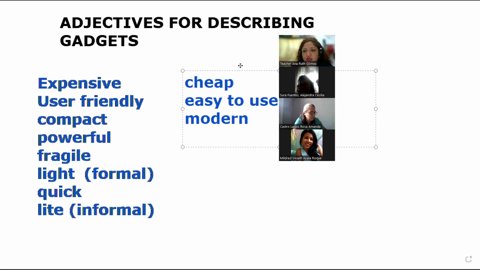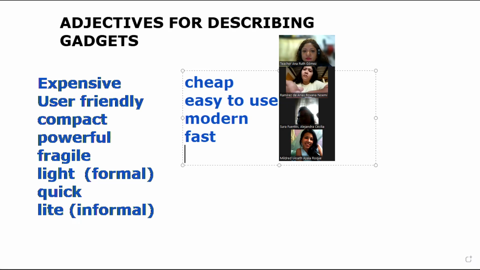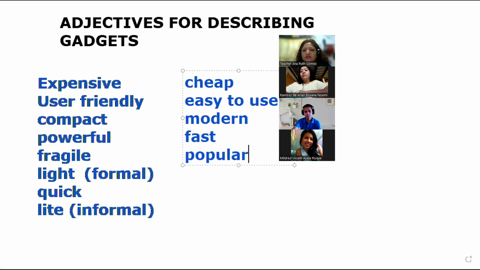Think about others, not necessarily the ones from the video, because she only said like five. Fast. Okay, yes, this is the one. Another one for describing gadgets. Popular. We can have popular. People use it a lot. For example, cell phones are popular, right?